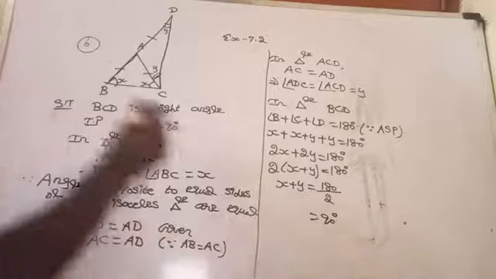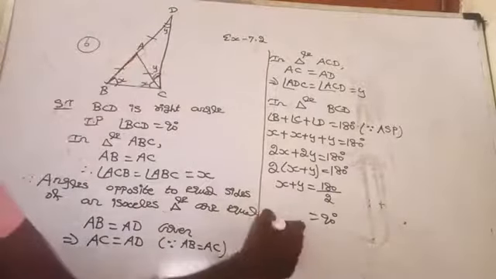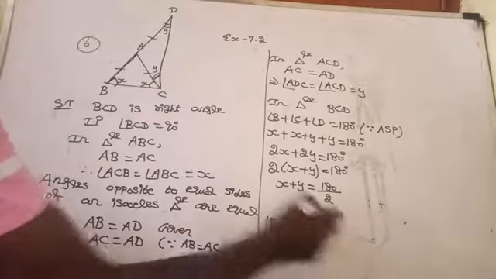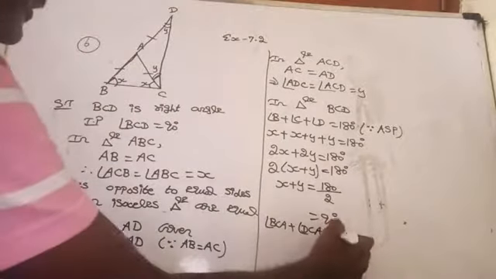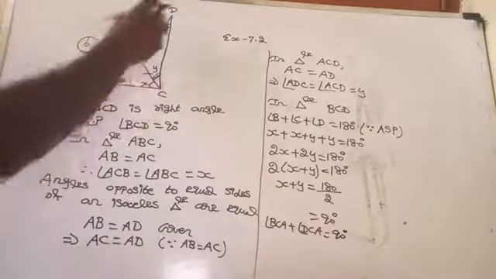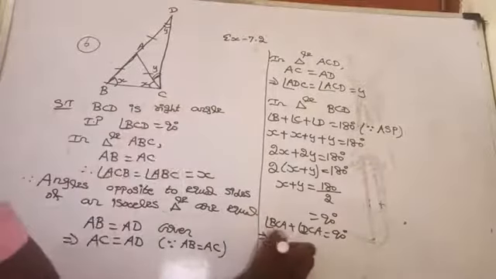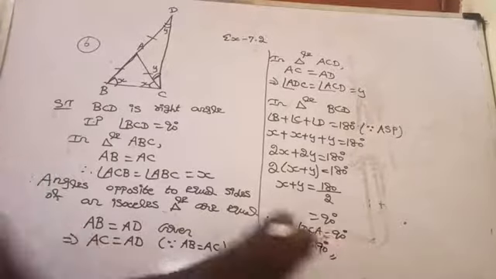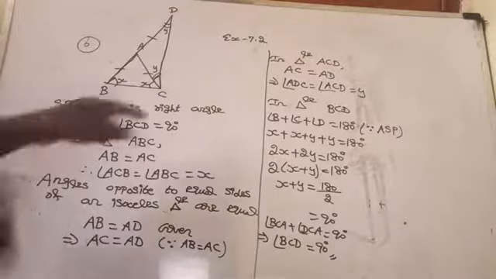Here x plus y is nothing but angle BCA plus angle DCA. X means angle BCA, y means angle DCA, which equals 90 degrees. So BCA plus DCA gives us angle BCD, that is equal to 90 degrees. This is what we have to prove: that BCD is a right angle. We proved it here.